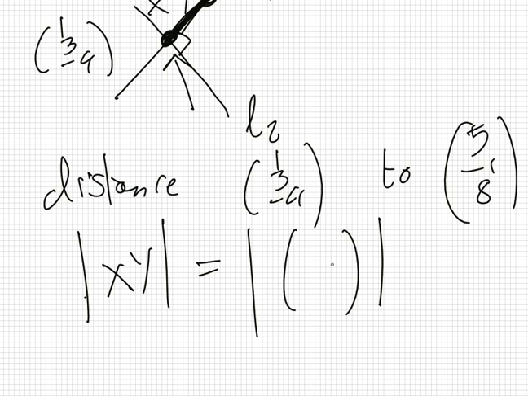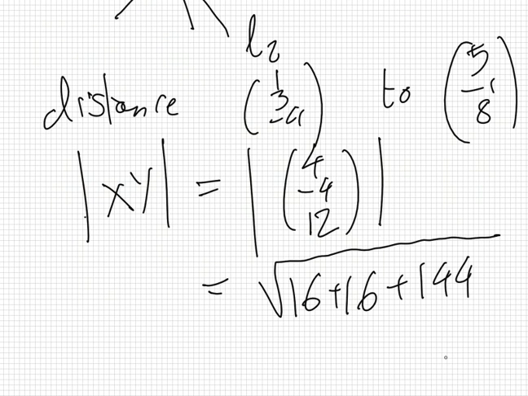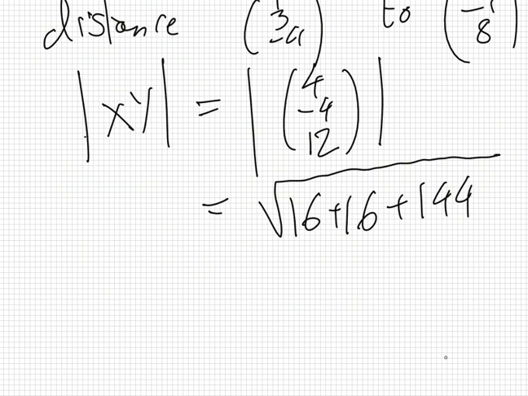Thank you for that. Alright, how do I get xy? Y minus x. 5 minus 1? 4. Minus 1 minus 3? Minus 4. 8 minus 4? 12. And the formula for magnitude is square root 16 plus 16 plus 144. What's that? 169. What's the square root of 169? 16, isn't it? Guys, I don't have a calculator. Come on, is it 16?